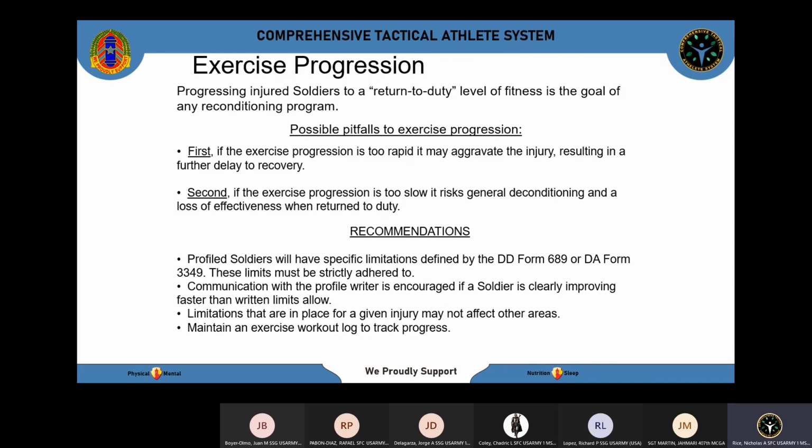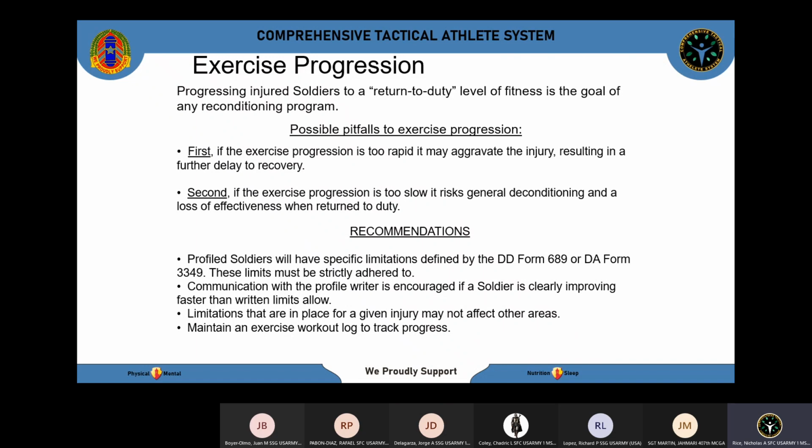All right, so I'm going to use this actually as our last slide, predominantly because we have a lot to talk about with regards to injuries, especially within the comprehensive tactical athlete system, because we have an entire reconditioning program that we need to be able to develop here from scratch, because nothing exists at the moment. And the reconditioning program needs to be done at a brigade level. Not that the companies need to have their own thing, because they do, but in order to encompass all of the different severities and complexities of injuries.